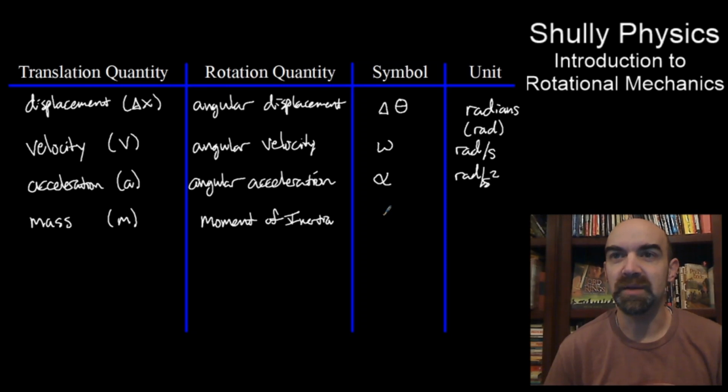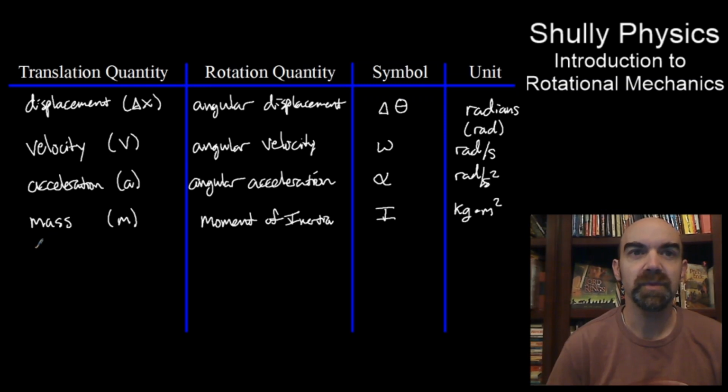We'll talk a lot about this later on. I, moment of inertia, capital I, and it'll have units of kilograms meters squared. Kilograms times meters squared. I also mentioned force, capital F.